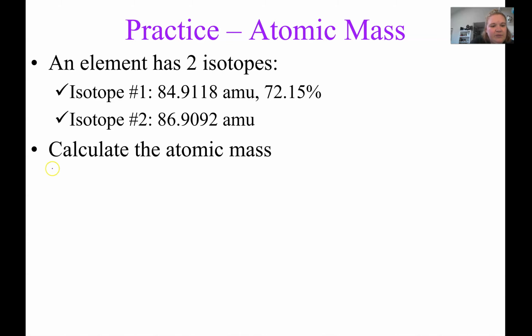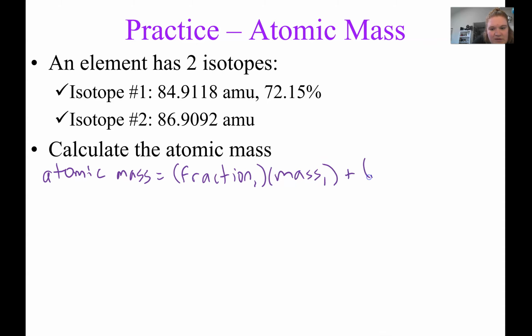Well, we know the formula. We saw that on our last slide. We know that our atomic mass is going to be the fraction of isotope 1 times its mass, plus fraction of isotope 2 times its mass. So I have 3 out of those 4 variables to plug in. The one that I'm missing is the percentage for isotope number 2.